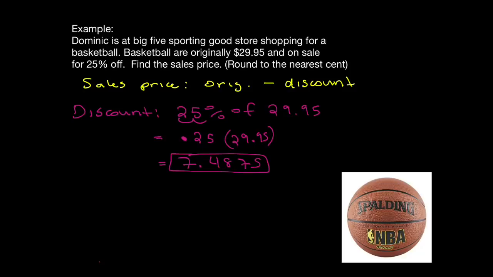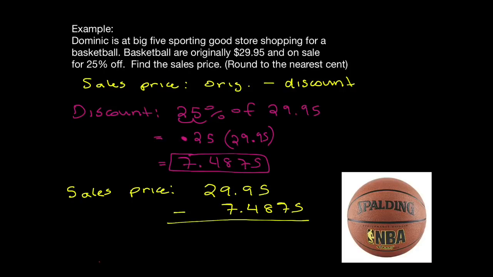So now that we know the discount, we can find the sales price by subtracting. So let's do this. Sales price. To find this sales price, you're going to take the original price of $29.95 and you're going to subtract the discount of 7.4875. All right, I'm going to go ahead and do that on my calculator. Give me 1 second. All right, in this case, we're going to get 22.4625.